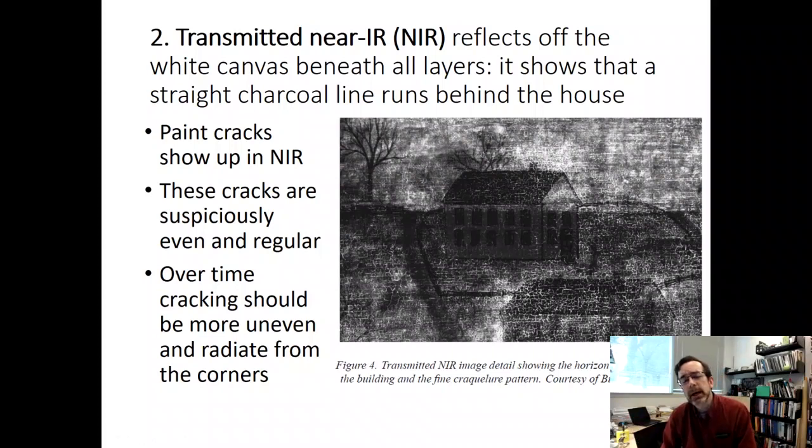So over time, cracking should be more uneven. It usually starts at the corners. I don't see any difference between the corners and the center. So it looks like whatever caused the paint to crack is not the usual passing of time and aging. It may have been forced to crack by a forger's technique.